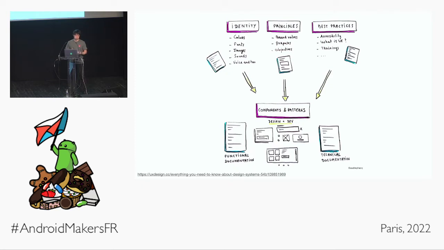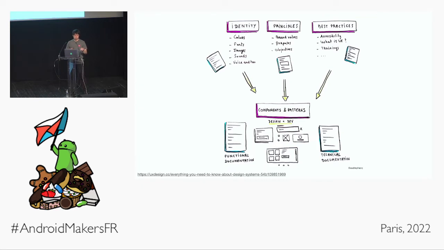You have the identity: the colors, fonts, images, sounds. So you define all those things related to identity. You have the principles: the brand values, the purpose, and so on. And also the best practices: what is UX? You give training to people. So it's not just defining the components. There is a lot of things around the design system.